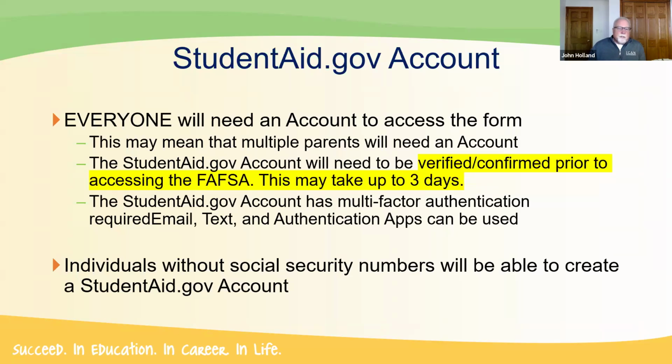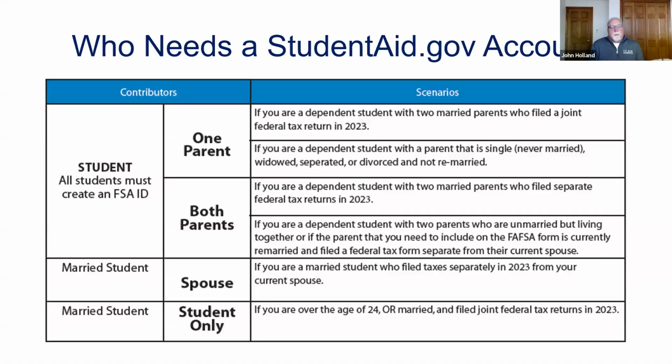So the other thing I'll mention is that if a parent does not have a Social Security number, they would be able to create a studentaid.gov account as well. And that's something relatively new. But you would just go to studentaid.gov. That's the same website that a student would go to apply for financial aid, and you would click on create an account. Now let's talk about who needs a studentaid.gov account.